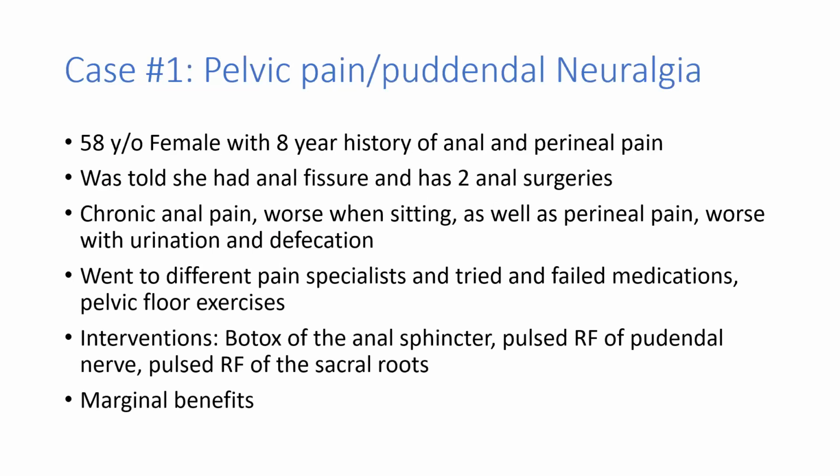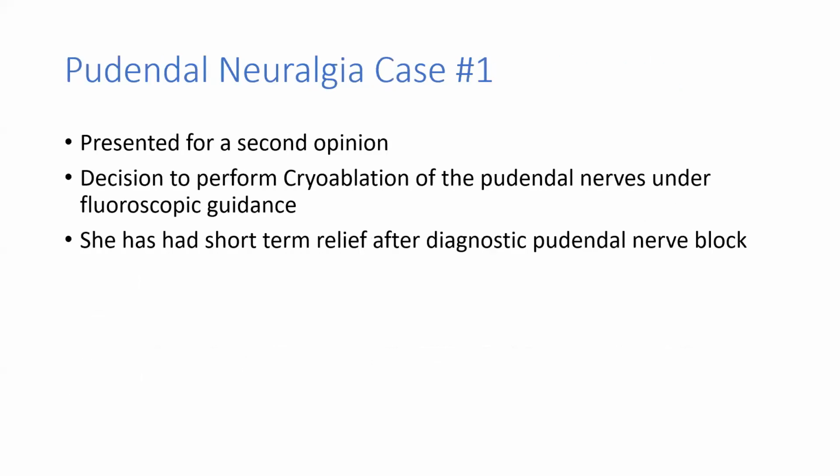She tried different specialists in the UK and in her home country. They tried Botox of the anal sphincter, pulsed RF of the pudendal nerve, and pulsed RF of the sacral plexus in the UK. She had marginal benefits and presented to me for a second opinion. We performed cryoablation of the pudendal nerve under fluoroscopic guidance after she had short-term relief from a diagnostic pudendal nerve block.